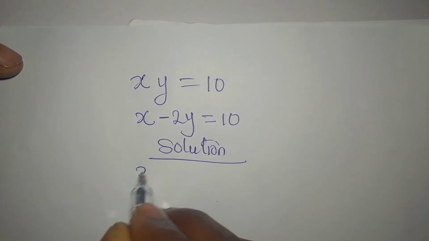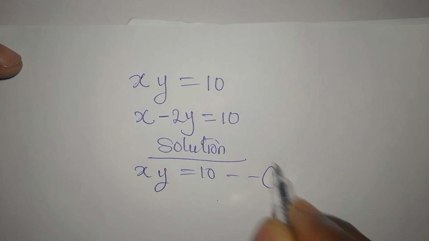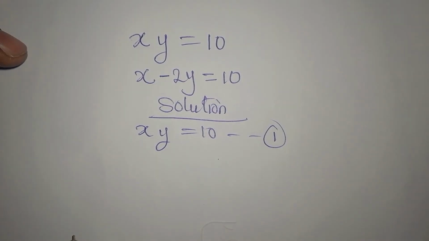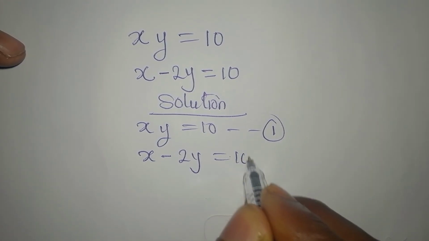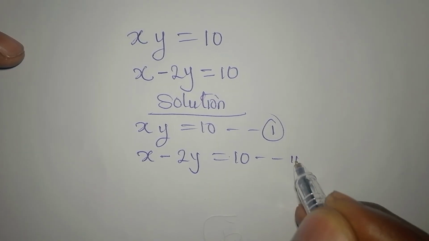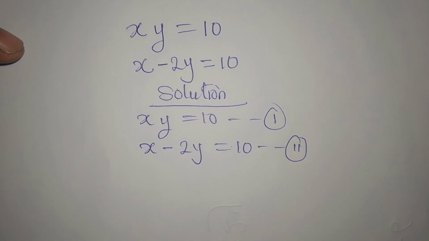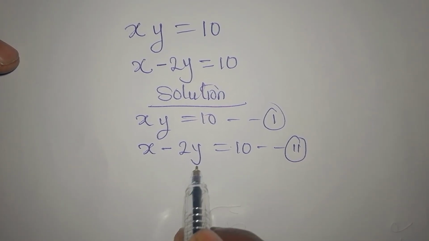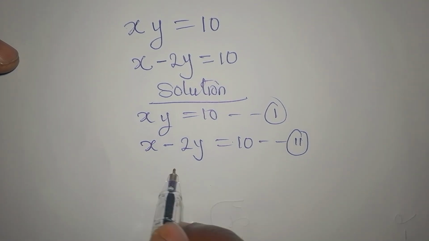Okay, let's solve this. xy equals 10, our equation 1. Then x minus 2y equals 10 again. And this time we have equation 2. So now the question is, how do we go about this? Why don't you pick your equation 1, your equation 2, and make x the subject?